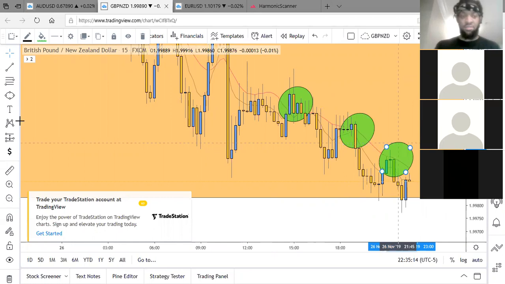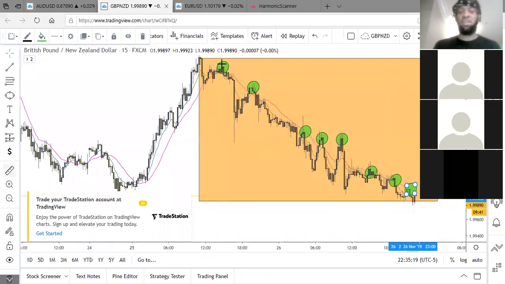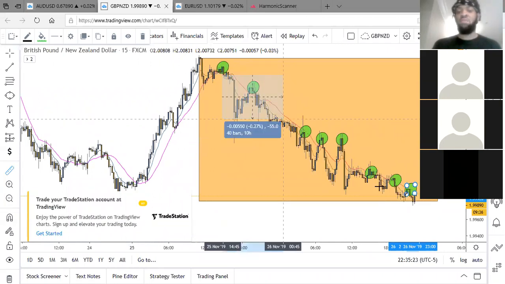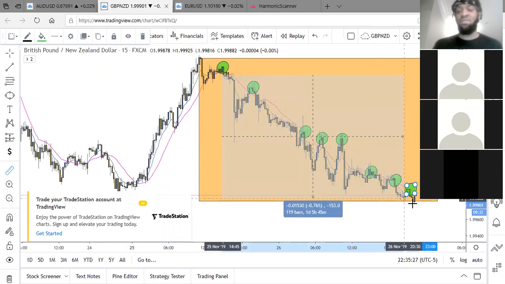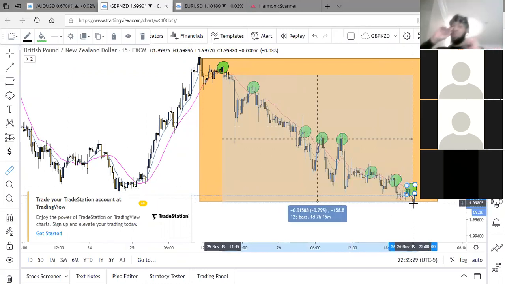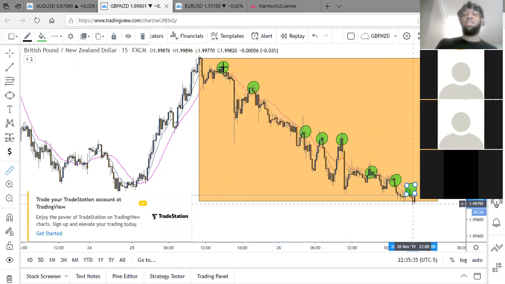Look at this, y'all. So from your first entry to right here, GBP NZD fell 159 pips in like a day and a third. But if y'all wanted to scale in, all of these areas right here would have been entries. So you could have entered one entry right here.